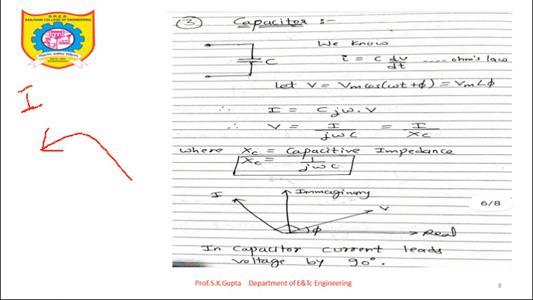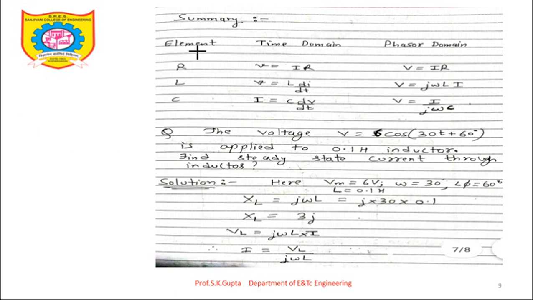So next is the summary. For element R in time domain it is V equal to IR. In phasor domain also it is V equal to IR. Now that current can be sinusoidal. Inductor in time domain is V equal to L di by dt. In phasor domain it is j omega L into I, that means XL into I. For capacitor, I equal to C times dV by dt, and in phasor domain V equal to I divided by j omega C, that is V equal to XC into I, where XC is 1 upon j omega C.